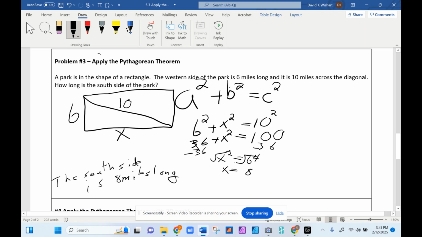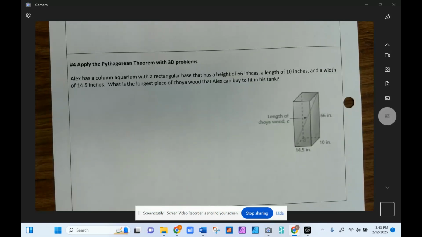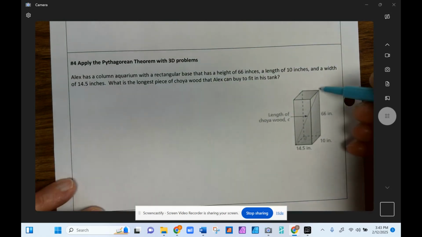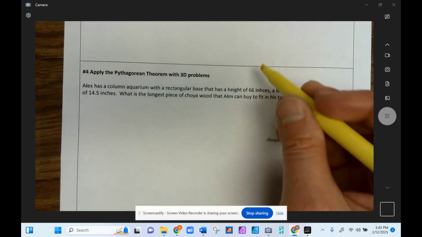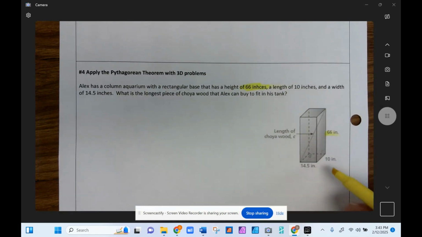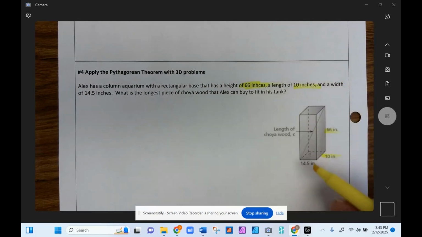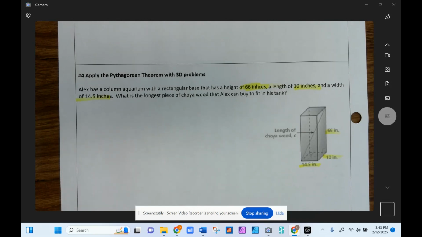All right, guys, there you go. Okay, guys, problem number 4 right here. Alex has a column aquarium with a rectangular base that has a height of 66 inches. So, yeah, it's 66 inches. Okay, matches right there. A length of 10 and a width of 14.5. What is the longest piece of choya wood?